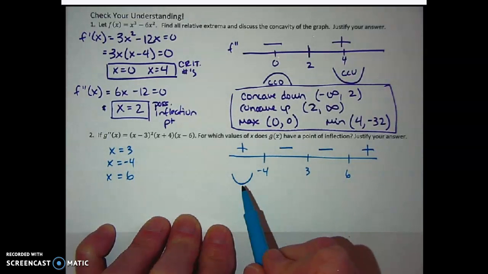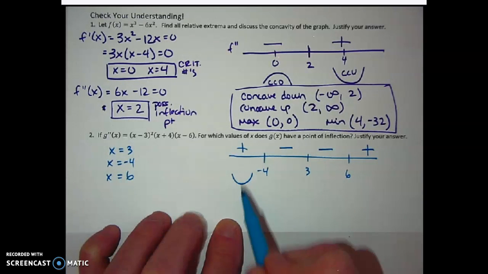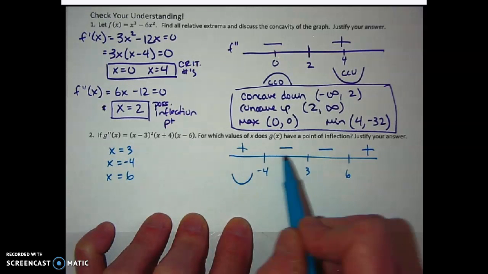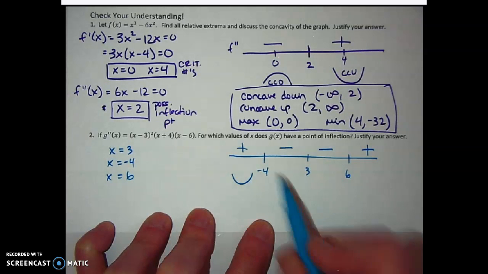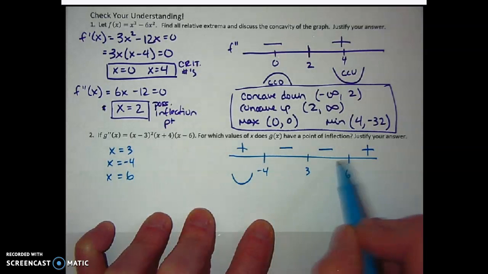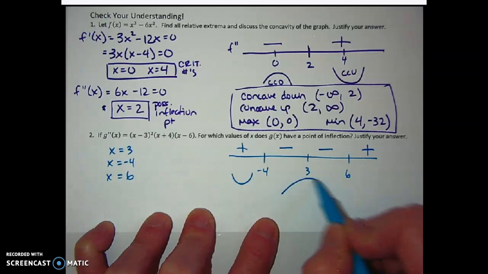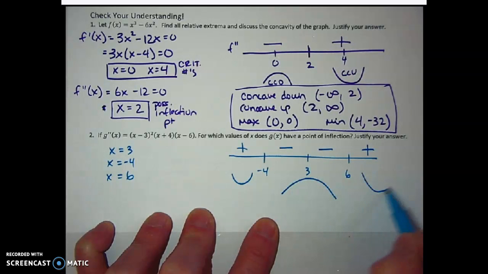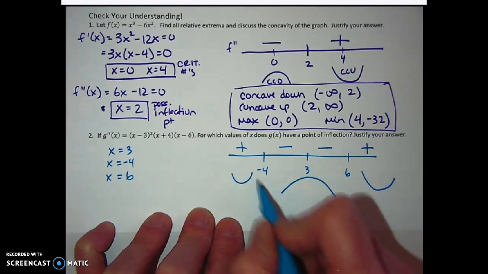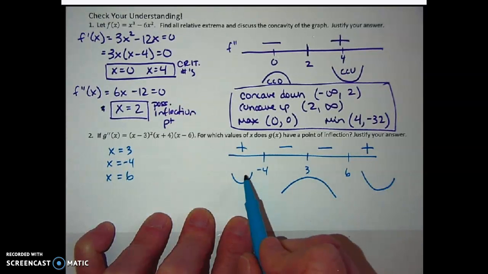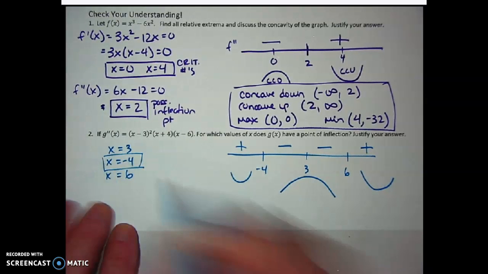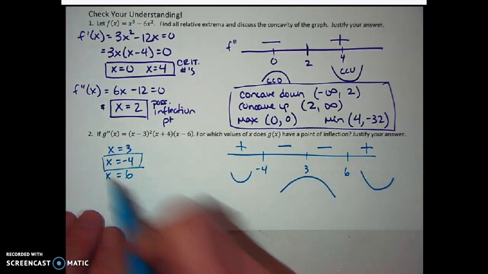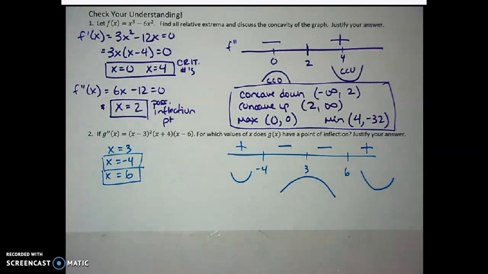And actually, I misspoke back here. This is going to be concave up because on each side of -4, it changes sign. If you notice on 3, it doesn't change sign, but from 6 it changes sign. So this is going to be all concave down, and this is going to be concave up. Therefore, it changes from being concave up to concave down at -4, and it changes from being concave down to concave up at 6. So my points of inflection are going to be -4 and 6.